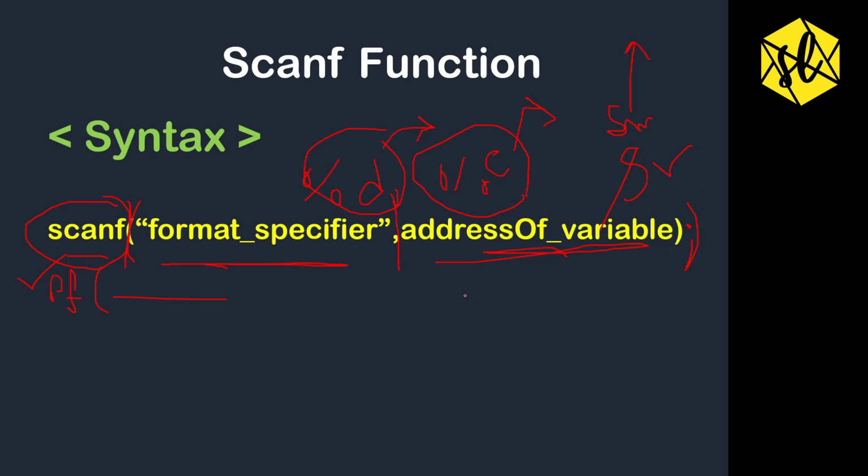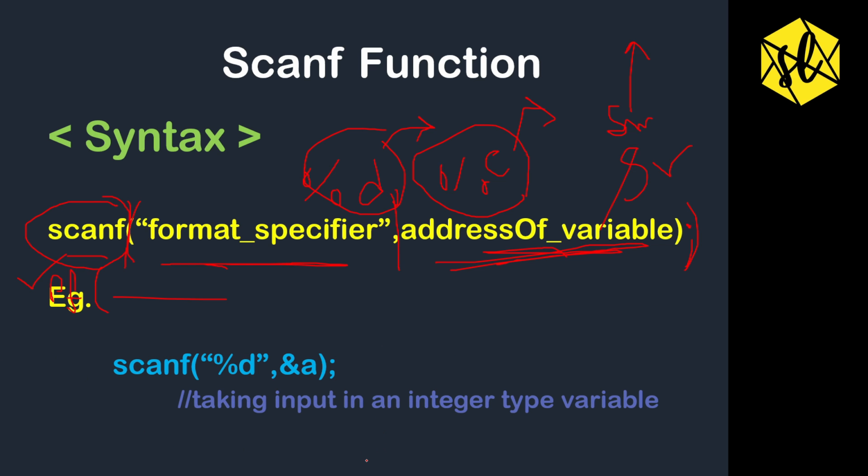So this is the same address. Now let's see an example. Here this is our example, and this is taking an input of integer type variable. Let us say we have already declared a as an integer type, that is int a, and then we are writing scanf, that is we are saying we want to take input, then %d, we are saying our variable is of integer type, and then here comes the logic.